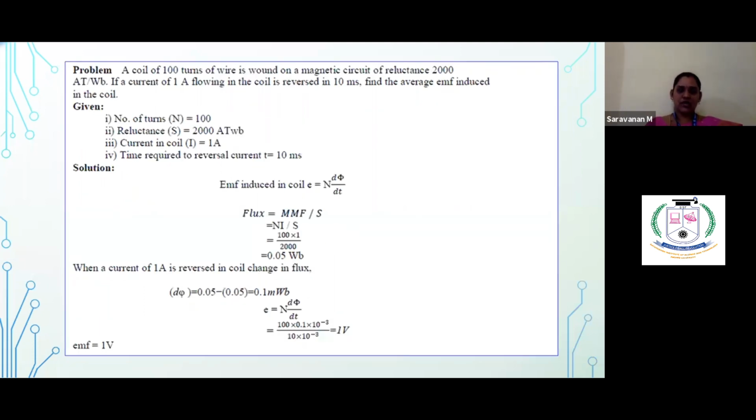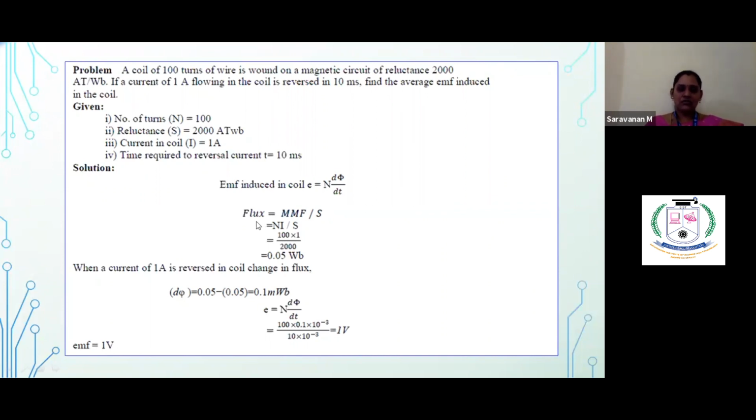The next problem you can see is the same electromagnetic induction type, and that problem will definitely be using mostly your Faraday's law. So remember this expression: E is equal to N into d phi by dt. Okay, so here I have given the number of turns, reluctance, current flowing through the coil, and then the time that is required to reverse your current, 10 milliseconds.